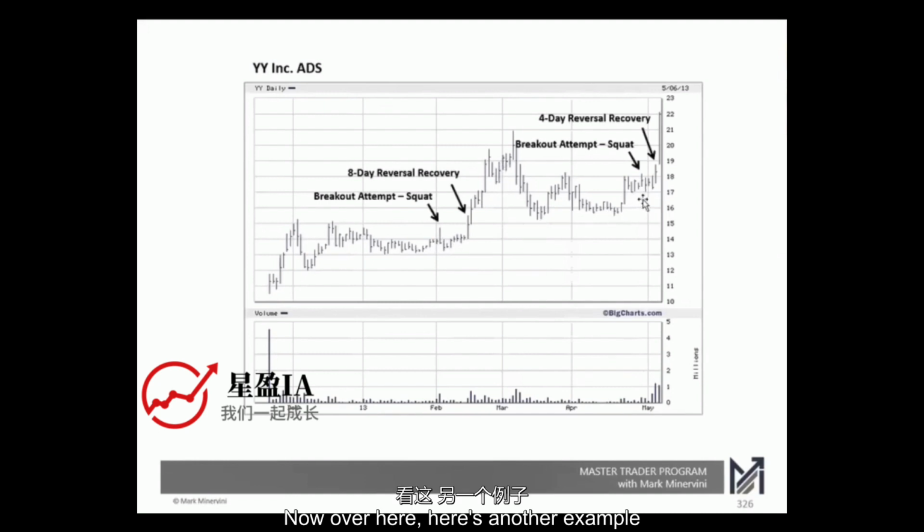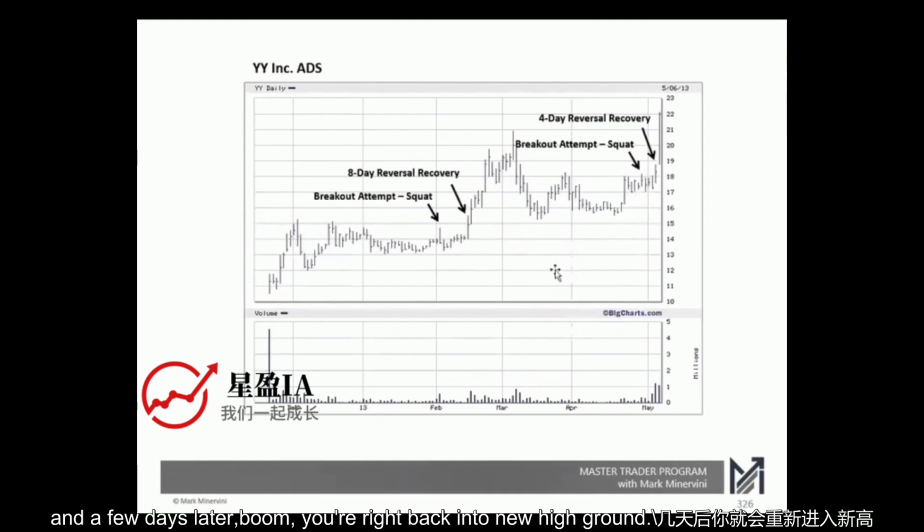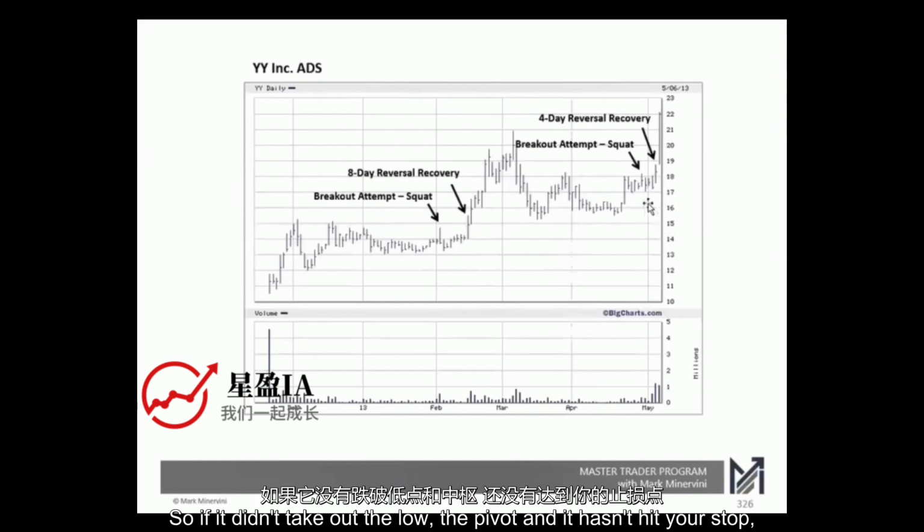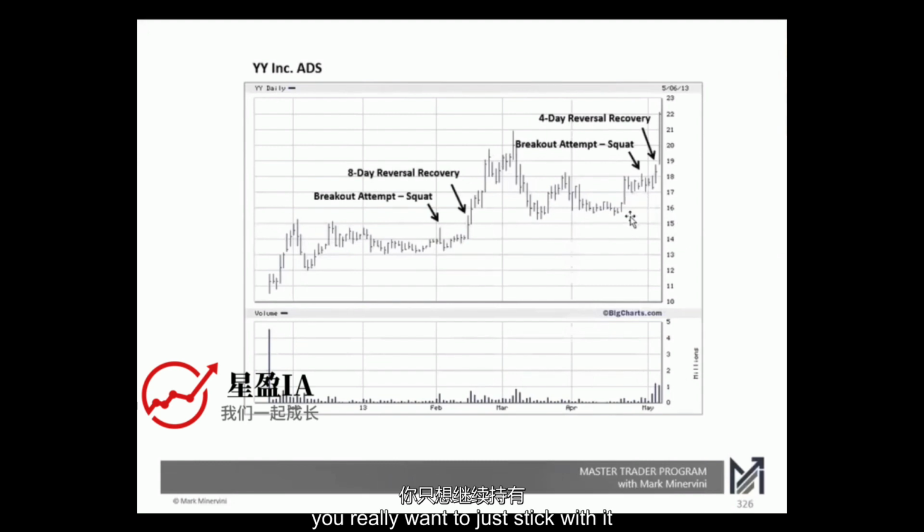Now over here's another example where you see it tries to come out. It comes in a bit. It's about in the mid of its range. The next day takes out the low, but it's not really doing anything that bad. And a lot of times it'll come in for just one day, it'll go inside, and a few days later, boom, you're right back into new high ground. So if it didn't take out the low in the pivot and it hasn't hit your stop, you really want to just stick with it and wait and give it that time. Give it the time to prove you right or wrong.